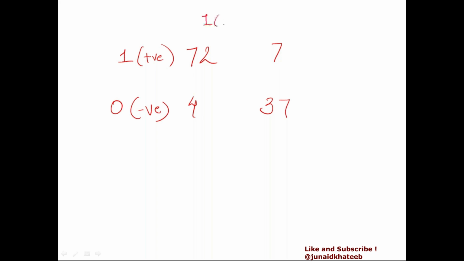We got 72, 7, and 4 and 37, right? I'll put this as 1, which is positive, and this as 0, which is negative.